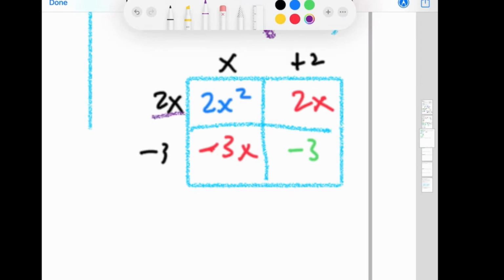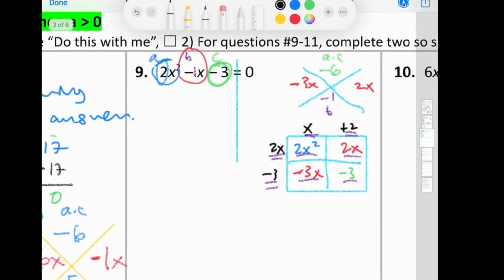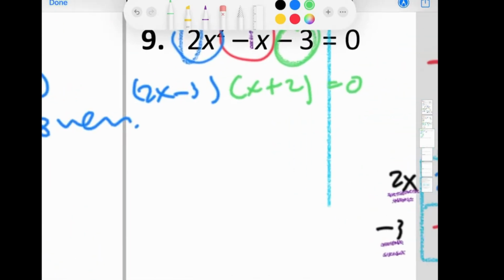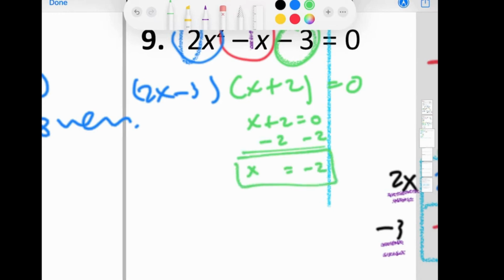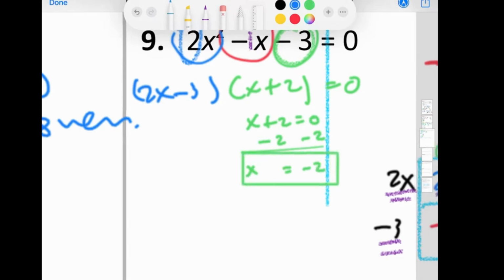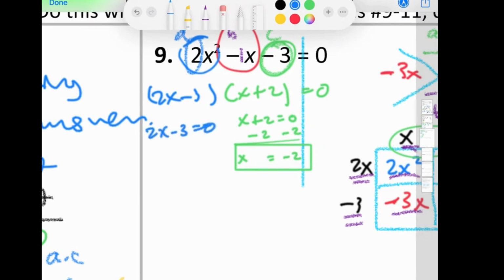Let's double check our answer. 2x times x, 2x squared. -3 times x is -3x. -3 times 2 is -6, and 2x times 2 equals 4x. Nice. All right, 2x minus 3. And the other one is x plus 2. Let's go ahead and solve that by setting both of these binomials equal to 0. And this one again, PEMDAS backwards, tells us to add or subtract first.